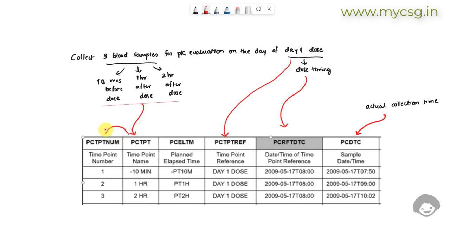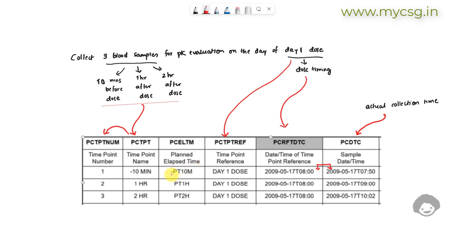Those three time point values, or the nominal time point values, would be put in a variable called PCTPT. And then there is an associated numeric variable which could be used for sorting. That value would be put in a variable called PCTPTNUM. We have one additional variable called planned elapsed time. Here we know the dose time and we also know the collection time, so we will get to know the actual difference between the timing of the dose and the timing of the collection. But we also need the planned elapsed time. We are talking about collection of some sample at 10 minutes before dose, 1 hour after dose, and 2 hours after dose. So we are keeping the nominal values in TPT, but we are expressing that duration in ISO format in the PCELTM variable, which is used to capture the planned elapsed time.